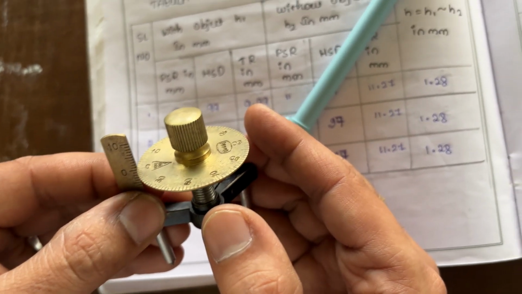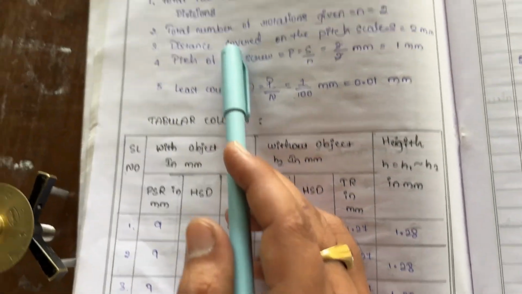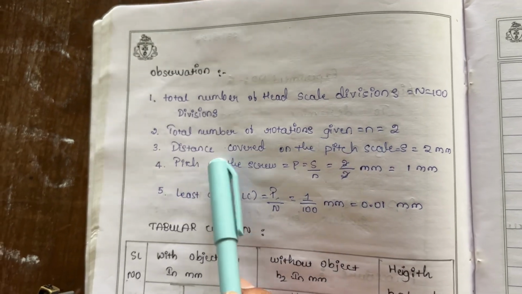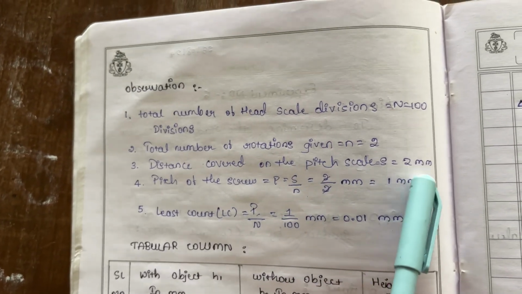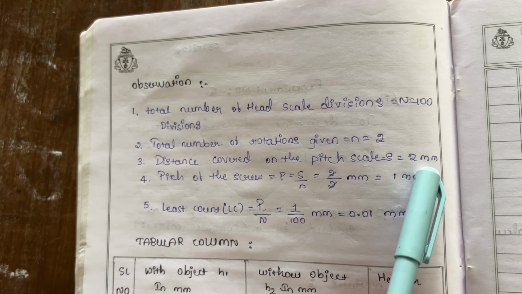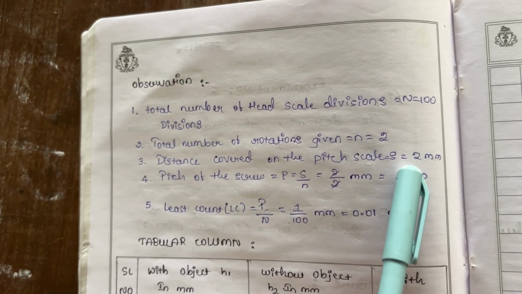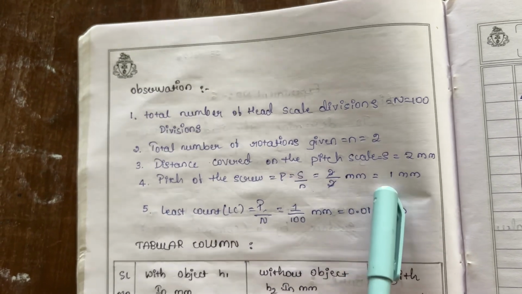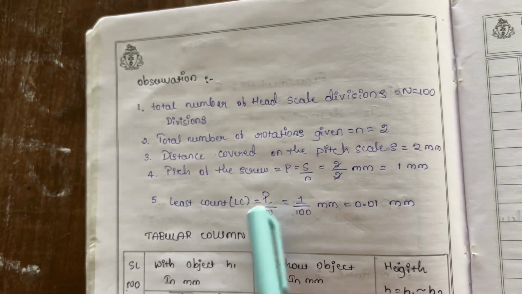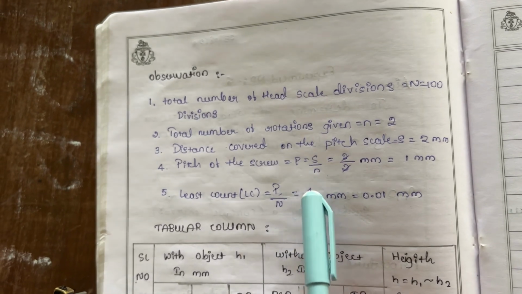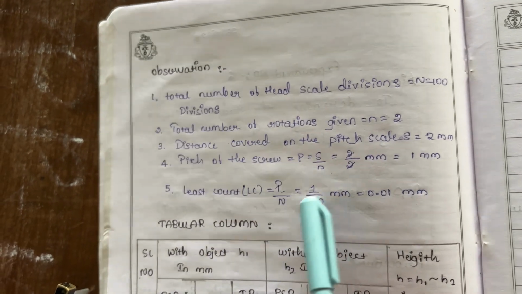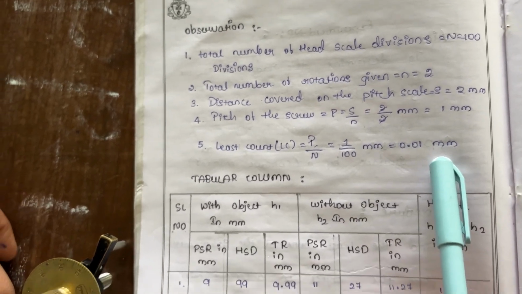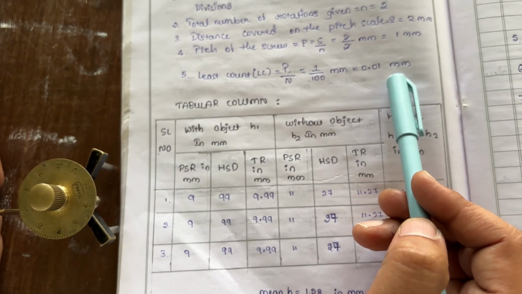and 2 divisions of movement I observed on the pitch scale. Like that, the rotations given are 2, and the distance covered on the pitch scale is 2 millimeter. However many rotations we give, that number of variation we observe on the pitch scale, that is S by N, 2 by 2, that becomes 1. Least count is P by N, where P means pitch value, 1, and N means total number of divisions, 100. 1 by 100 gives 0.01 millimeter. Like that you have to calculate the least count of a spherometer.